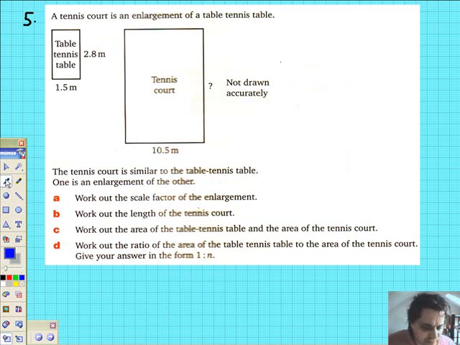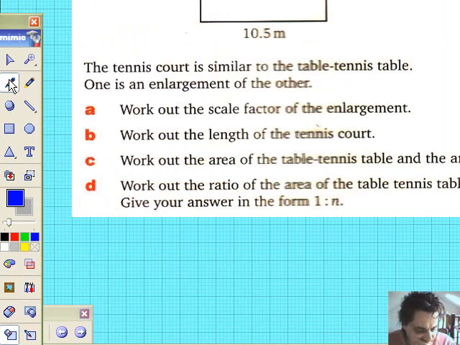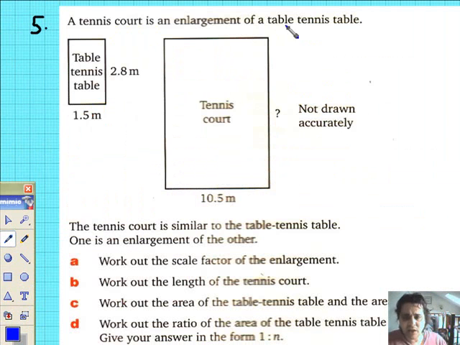Okay then, question 5 is a real beauty, I love it, and the assess. It says a tennis court is an enlargement of the table tennis table, so that's the little one, that's the big one, and the tennis court is similar to the table tennis table. One is the enlargement of the other. Please note the use of these words.